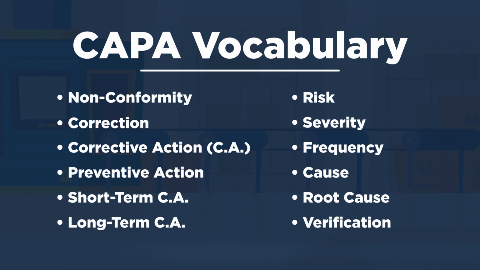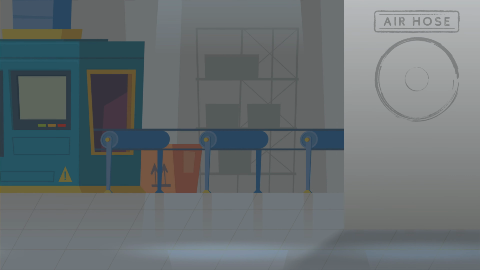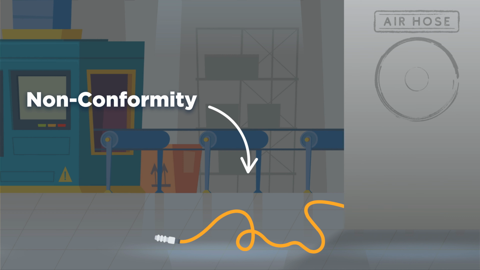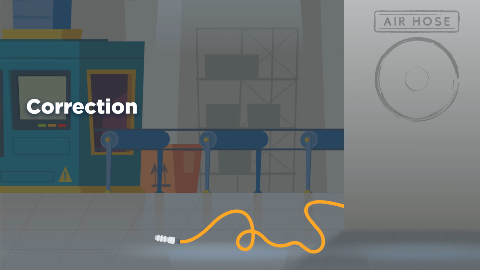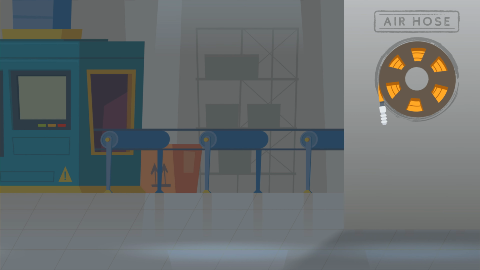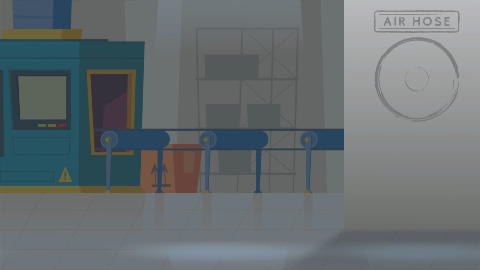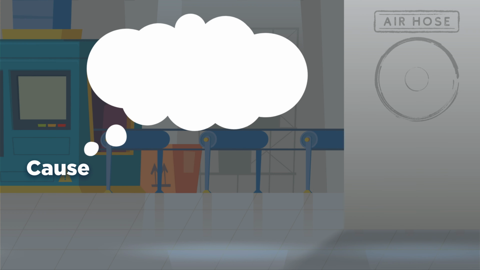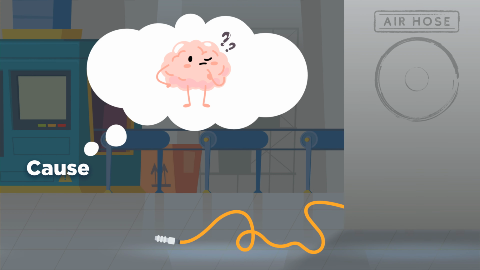Here's another example. Let's say there's a compressed air hose on the floor next to a packaging machine. The nonconformity is the air hose is on the floor. The correction will be to take that hose and store it off the floor where it's supposed to be stored in the first place. Now, before deciding on a corrective action, we're going to have to start asking questions to figure out the cause.